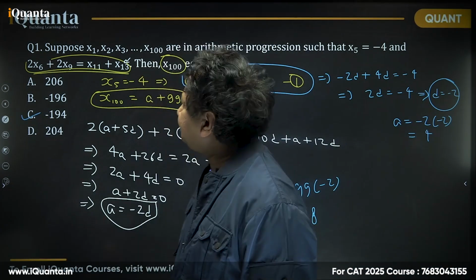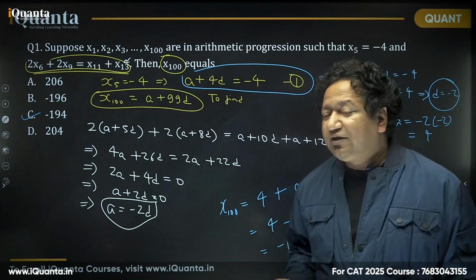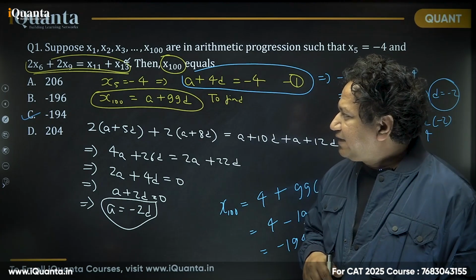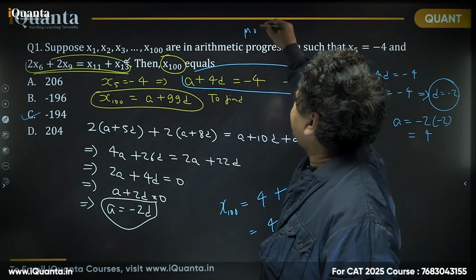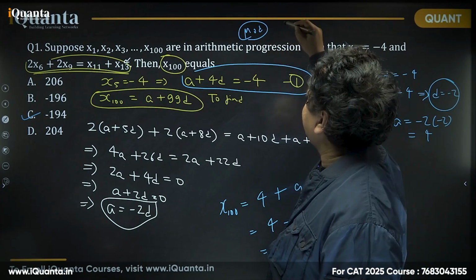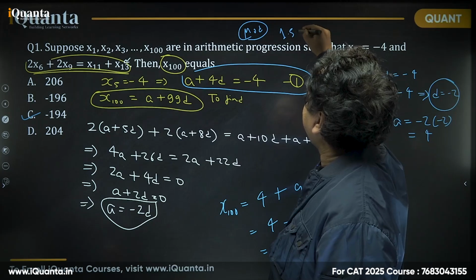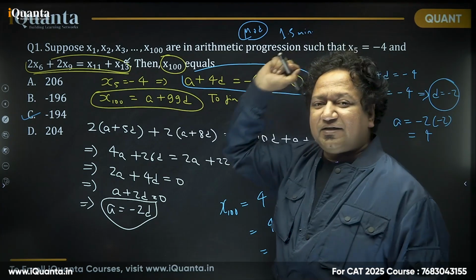This was the CAT slot 1 QA question, and I'll rate this question as a moderate question, and the ideal time to solve this question must be 1.5 minutes. Thank you.